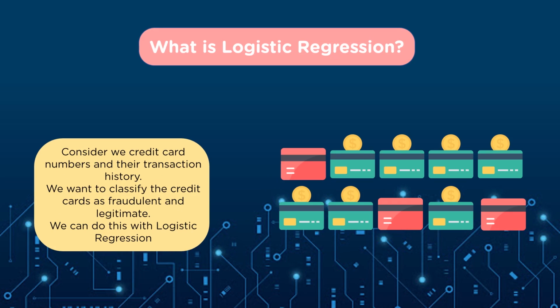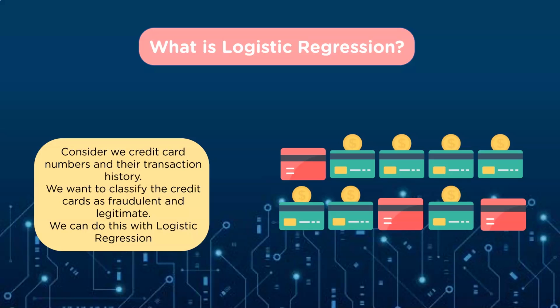Consider credit card numbers and their transaction history. We want to classify the credit cards as fraudulent and legitimate. We can do this with logistic regression. This is a very common use of machine learning. It's actually a fairly simple problem to solve when you're looking at this kind of thing, because you have a huge history of what people are making as purchases. The bank can run it through one of these models and say, is it fraud or is it not?